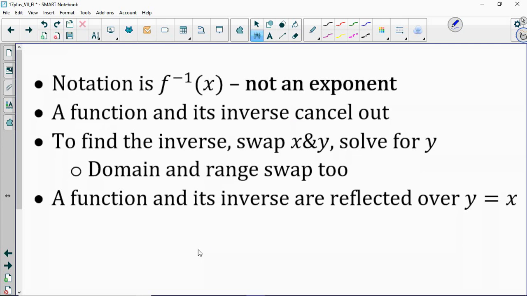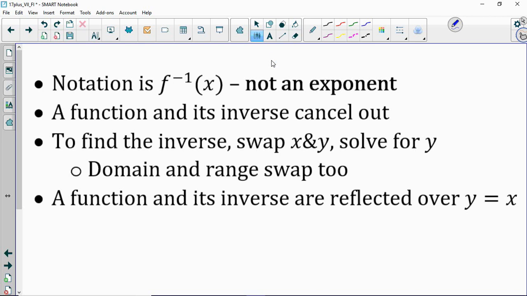So to recap, this is our notation. The -1 is on the f. That is not an exponent. Please do not say f to the -1. Please say f inverse. I will correct you every time, hopefully more and more obnoxiously the more and more you say it.